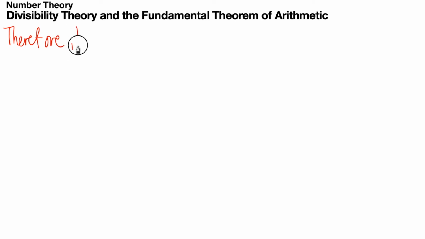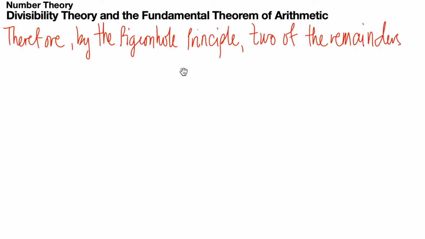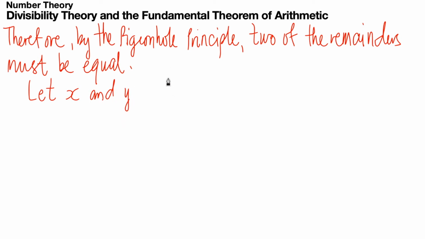Therefore, by the pigeonhole principle, two of the remainders must be equal. So we will let x and y be the corresponding integers. After this, we'll show that these two numbers are divisible by b.